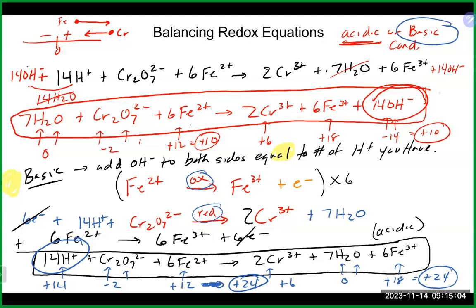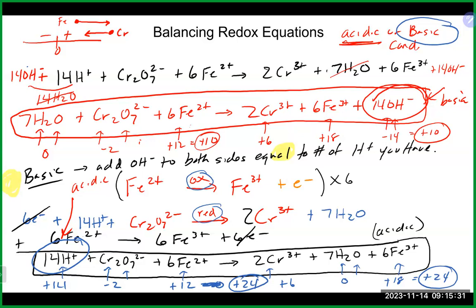Yeah, so we know that this is basic conditions. It's been balanced. And obviously down here was acidic conditions. So that, I would say, is probably the easiest way to balance it in basic conditions, is really just to balance it in acidic conditions. And at the end, all you have to do is take however many H pluses you have, an equal number of OH minus on each side, combine to make water, and usually reduce down the waters.